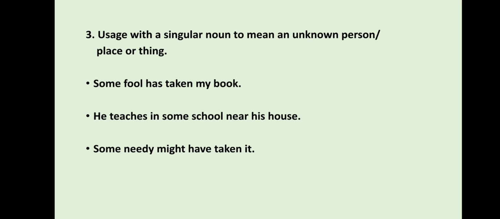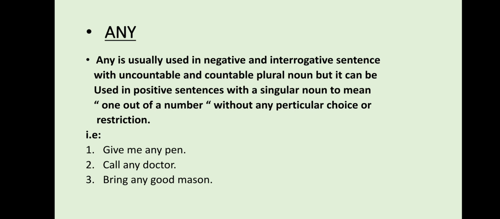So let's move to another slide. Here we have any. Any is usually used in negative and interrogative sentences with uncountable and countable plural nouns, but it can be used in a positive sentence with a singular noun to mean one out of a number without any particular choice or restriction. So here we have some examples. Give me any pin. Here we said give me any pin you want. We do not specify which pin I need; we just said to him give me any pin, whichever one you want to give me.